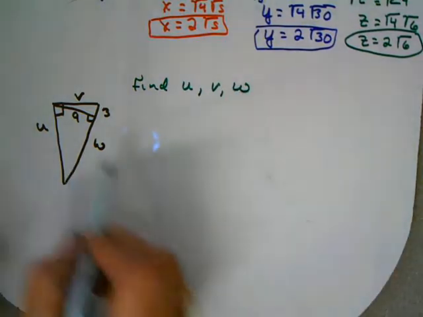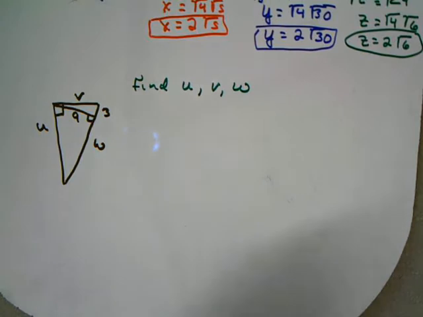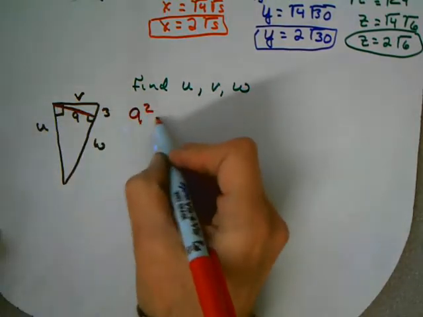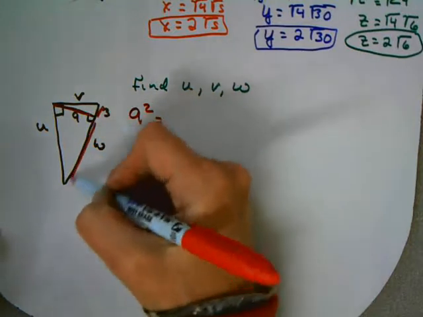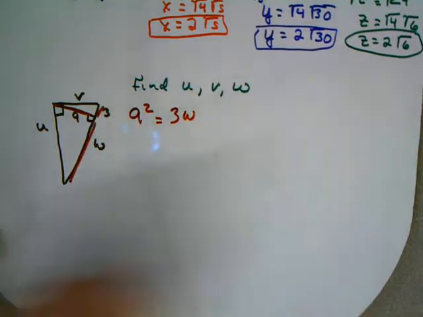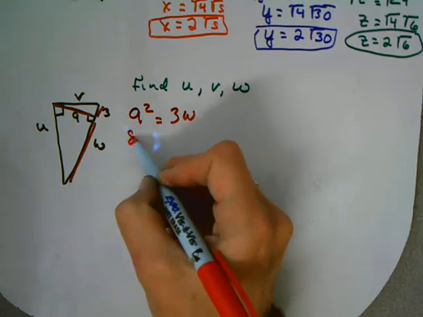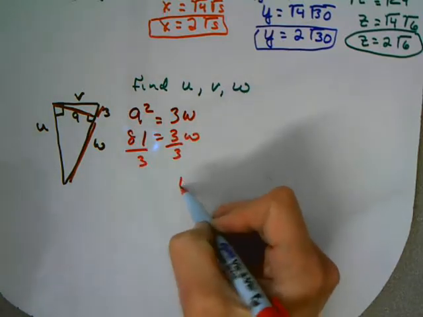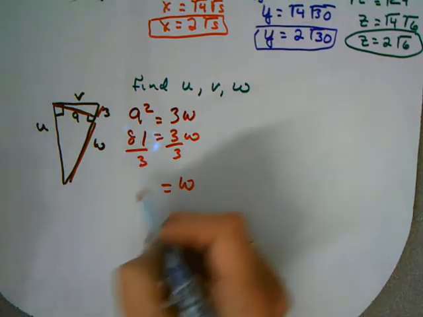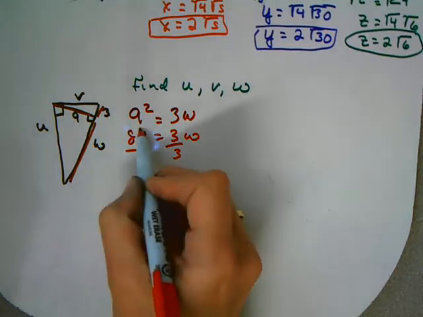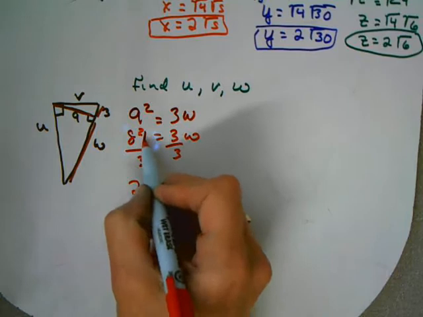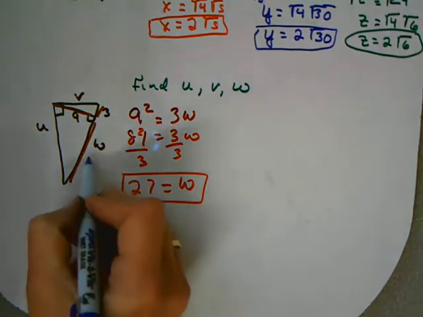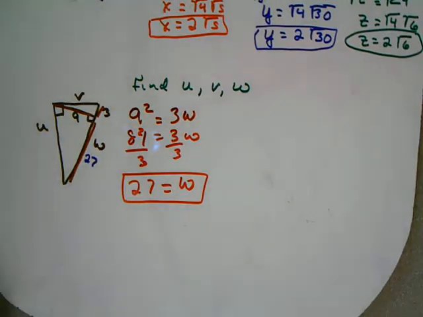So I know I have to deal with my middle first. So I know 9 squared equals 3 times W. Then I'll take 9 squared and get 81 equals 3W. Divide by 3 and get W equal to, 3 goes into 8 twice, that's 6, so there's 2 left over. And 3 goes into 21 7 times. So W equals 27.